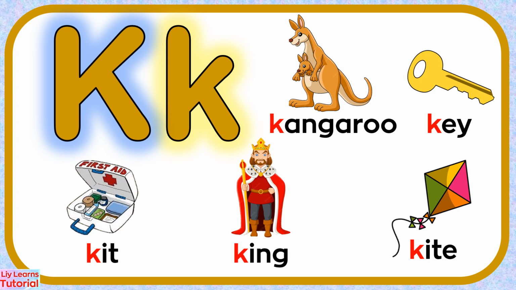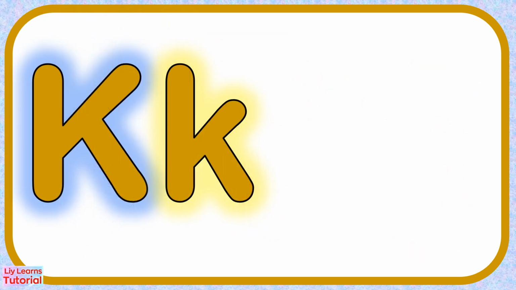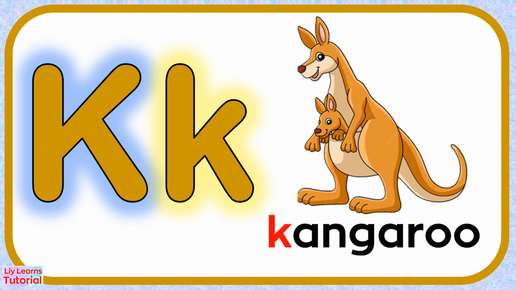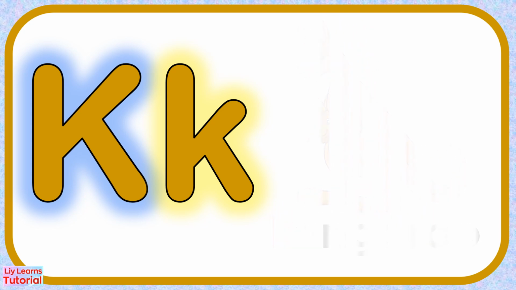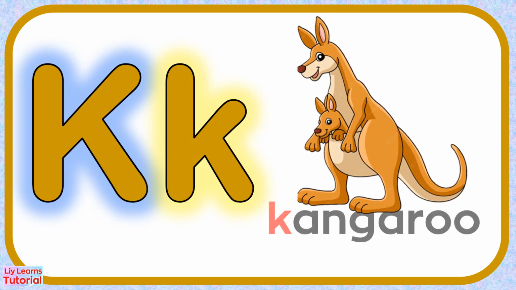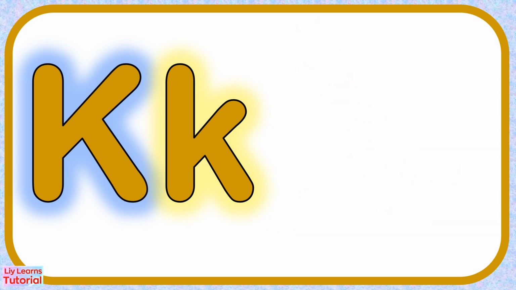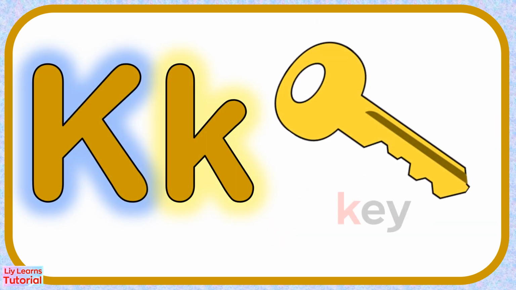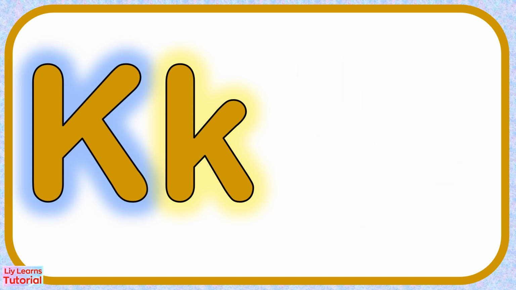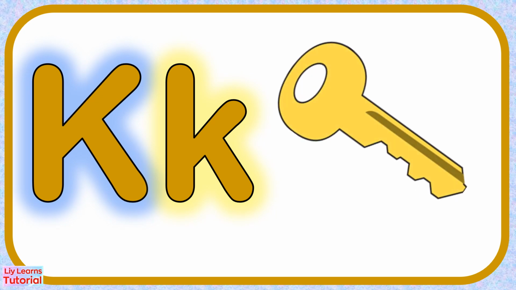Let's study the different vocabulary words with the initial K sound. K. Kangaroo. K. Kangaroo. K. Key. K. Key.